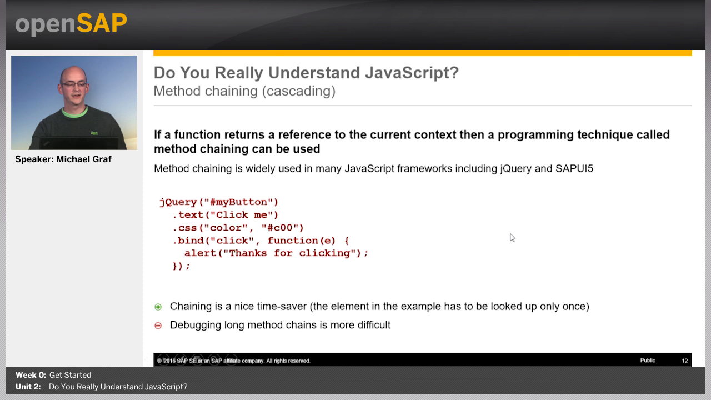What you also see quite often in jQuery and also in SAP UI5 is method chaining, or it's also called cascading. If a function returns a reference to its own context, then you can call another function right afterwards, as you can see here in this example. So I only fetch this DOM reference to my button once, and then I execute several logical functions. For example, I change the text, do some CSS manipulation, or even call another function here. It's a nice time saver because it saves you writing code, but it's also really hard to debug because you cannot really set breakpoints in this one.